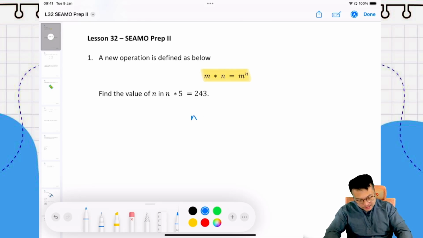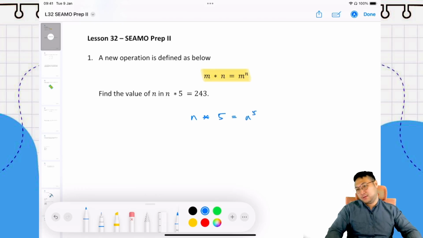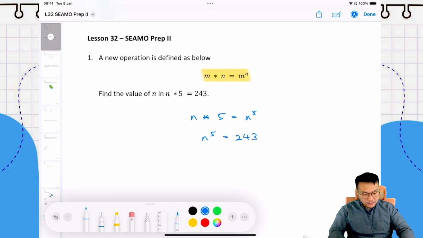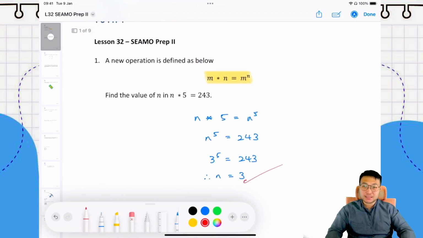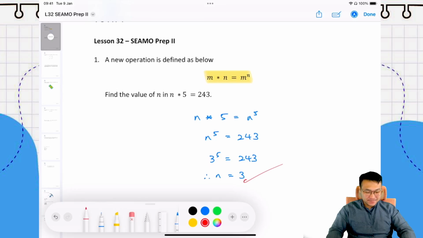So n star 5 equals to n to the power of 5. They already told you that this is equals to 243. That means we all know that 3 to the power of 5, 3 times 3 times 3 times 3 times 3, is equals to 243. Therefore, you can say that n equals to 3. Very good. Well done, students. Anyone have questions about this? Come, let's try the next one.